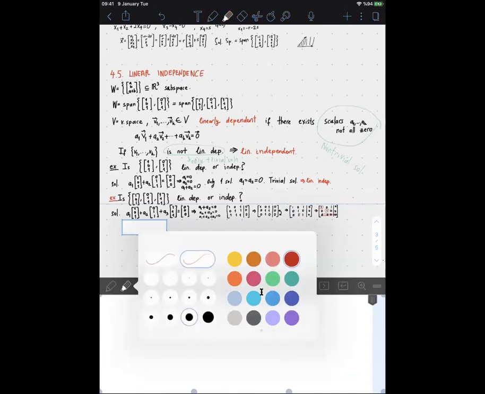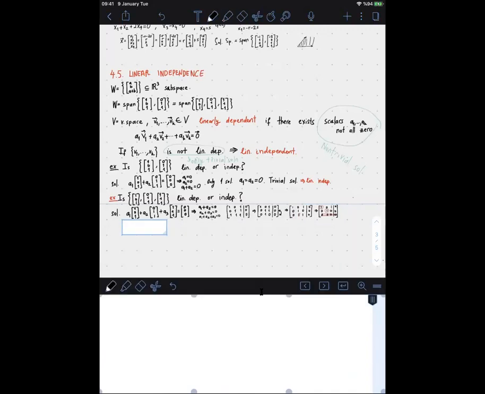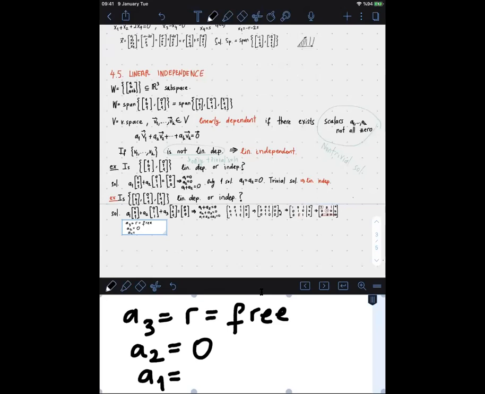So a3 does not have a leading one, so it is free. What is a2? a2 is just 0, right? And what about a1? a1 is minus r, because a1 plus a3 is 0. Okay, so we get this solution.